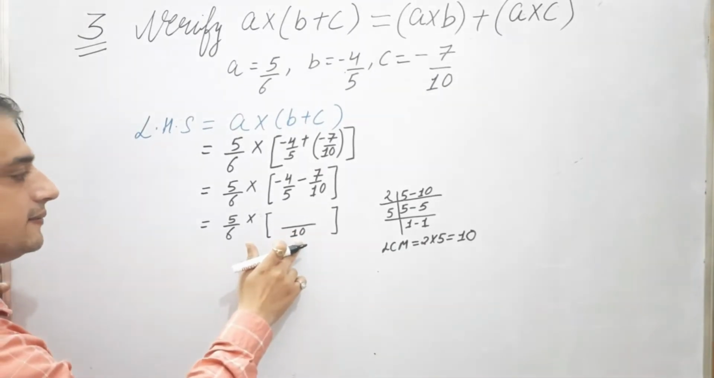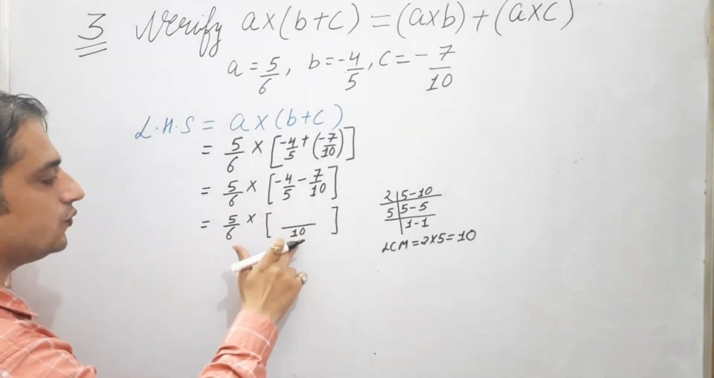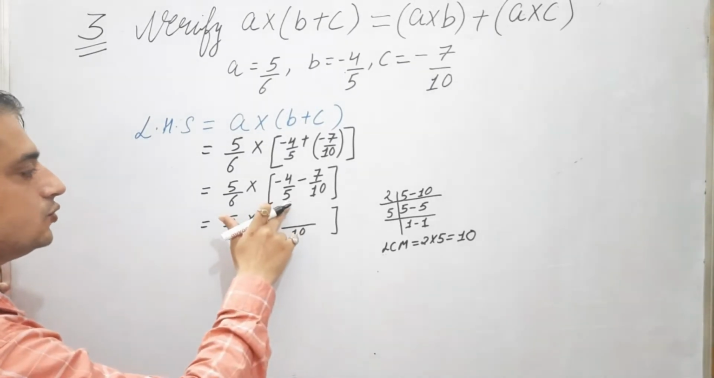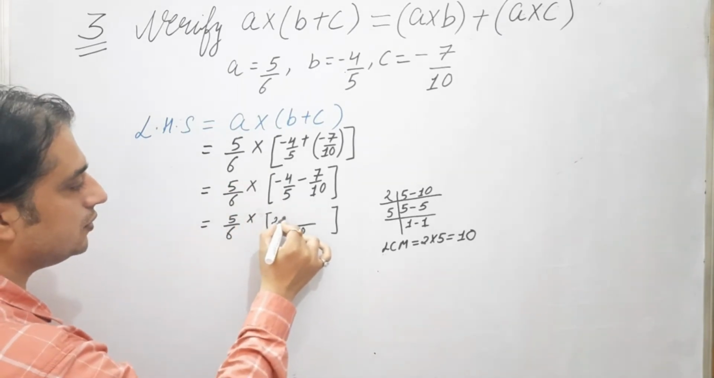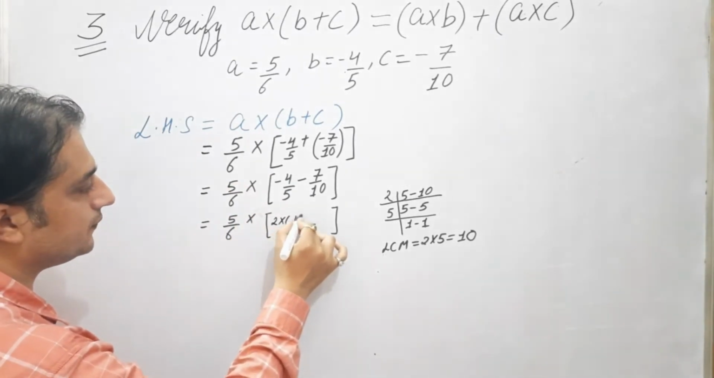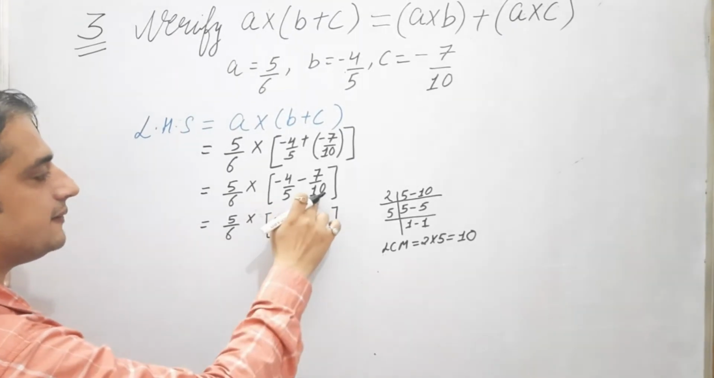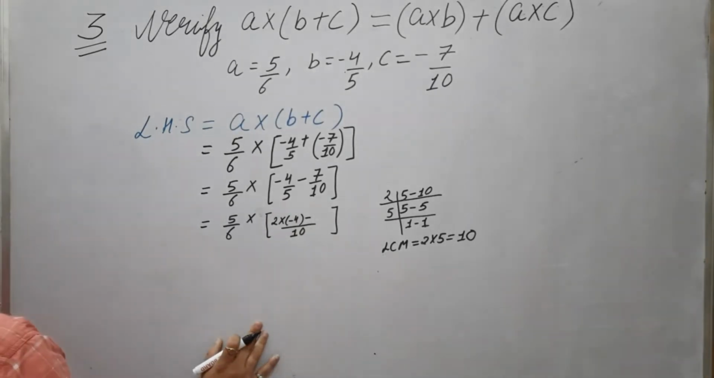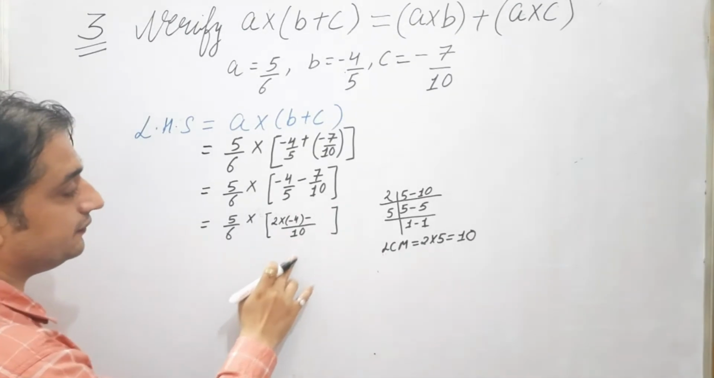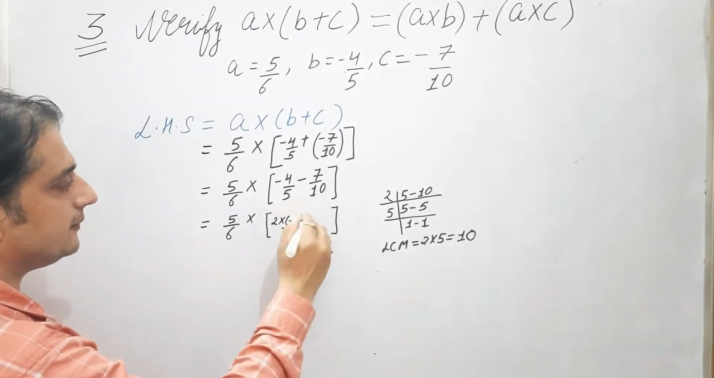Divide this denominator by 5. The quotient is 2. When you divide 10 by 5, you will obtain 2, which is to be multiplied with minus 4. That is 2 multiply minus 4. Then the sign is minus again. 10 divided by 10, the same number divided by itself, the quotient is 1. 1 multiply 7.